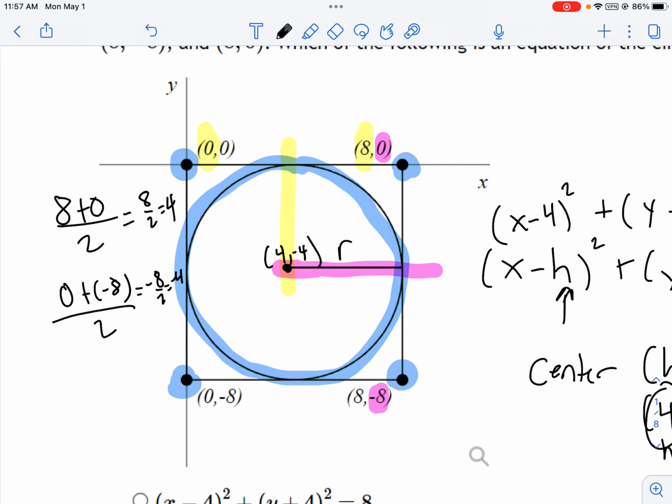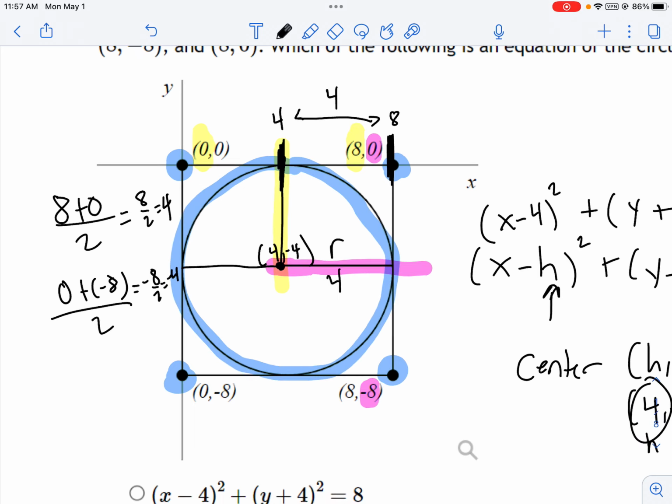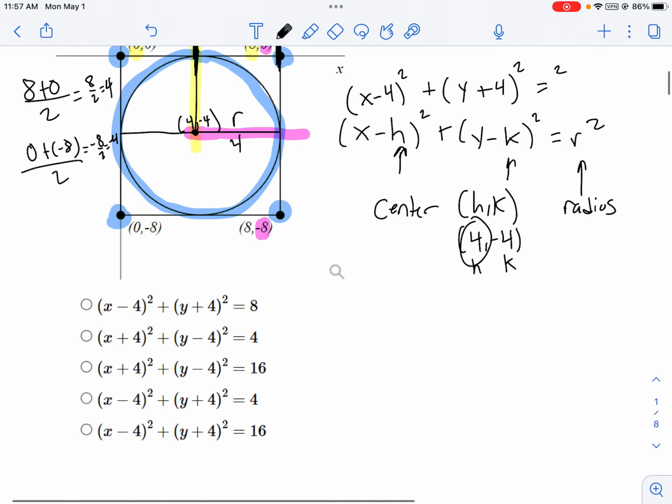Now we also know our radius. This one's not that bad either. We know the center is at 4, and we know that over here is 8. What's the distance? How do we go from 4 to 8? 4, right? That means you have a radius of 4. You can do the exact same thing going vertically as well. Here's -4, here's 0. Halfway, that's 4, a distance of 4. Distance is always positive. So that means your r equals 4.